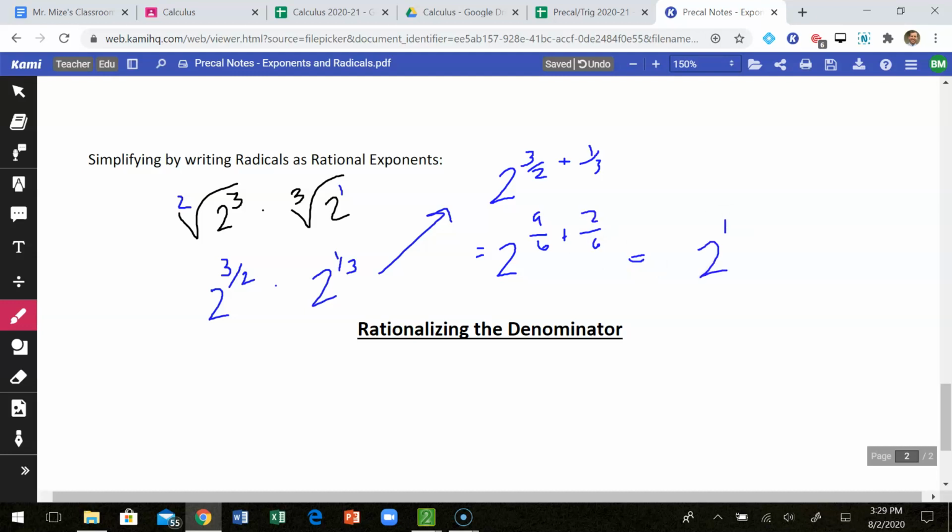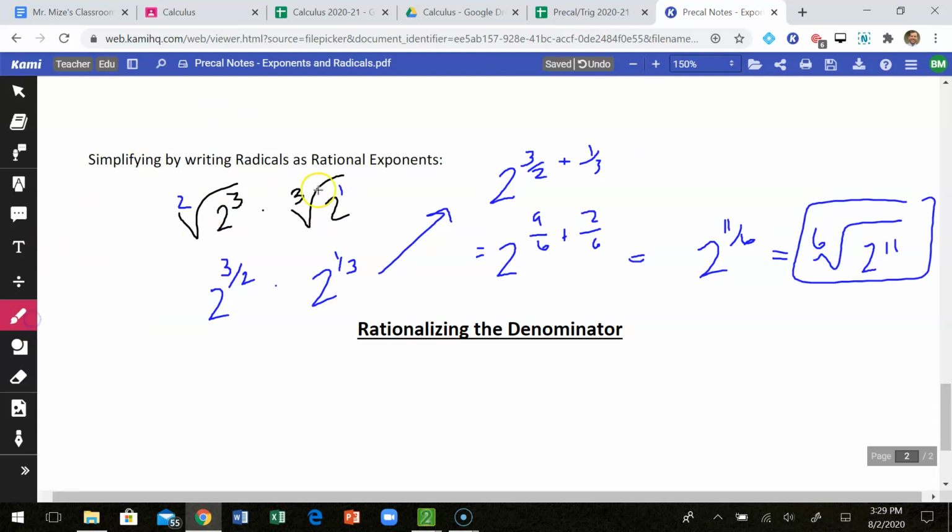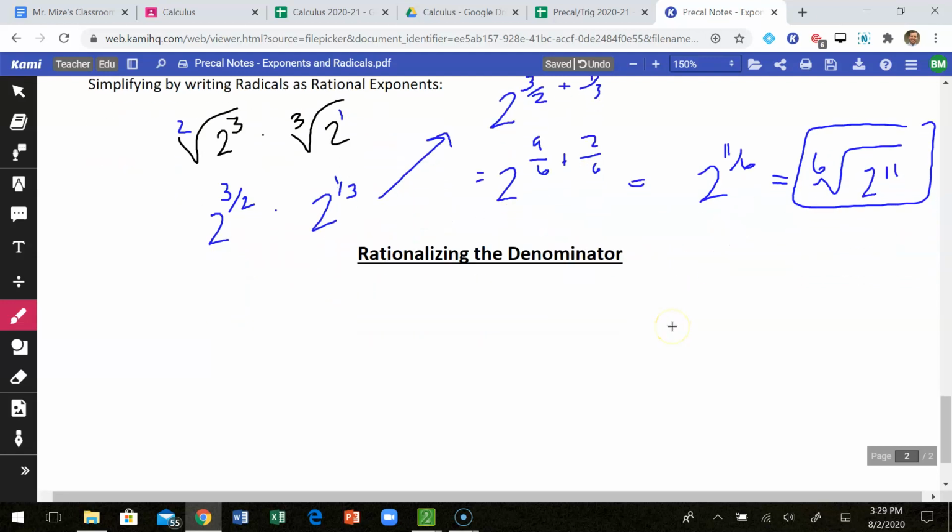Which is then going to give me 2 to the 11/6 power, which if I want to then go back to radicals, I've got the 6th root of 2 to the 11th power. So that's supposed to be an 11. 2 to the 11th power, right? It's a little more challenging to do and sometimes to think about as radicals. So you want to know how you can switch things to rational exponents to maybe make the work a little bit easier for you. Okay, so that's that idea.